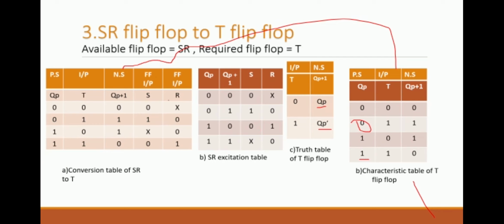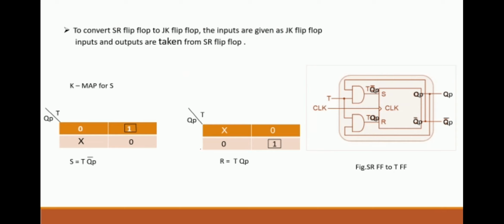We need to simplify this S and R using QP and T. So for that, using K-map, we find the Boolean expression of S and R in terms of T. From this conversion table, we know this is a combination of the excitation table of SR flip-flop and the characteristic table of T flip-flop. This is the K-map for S.